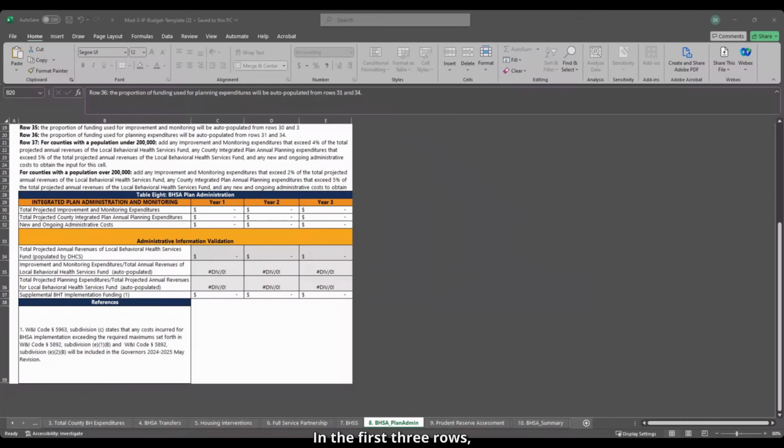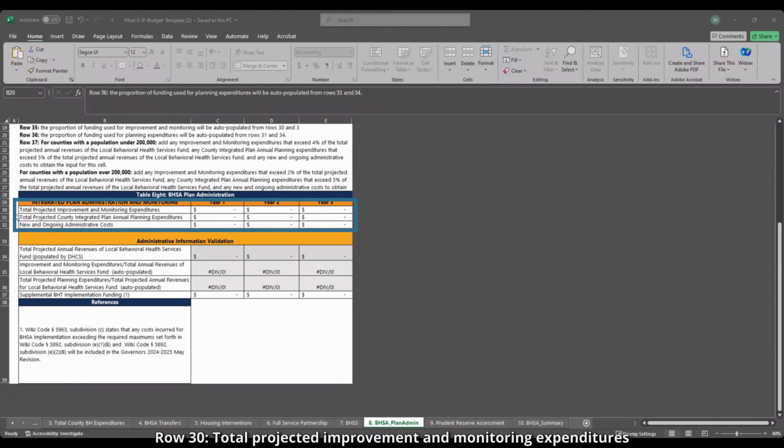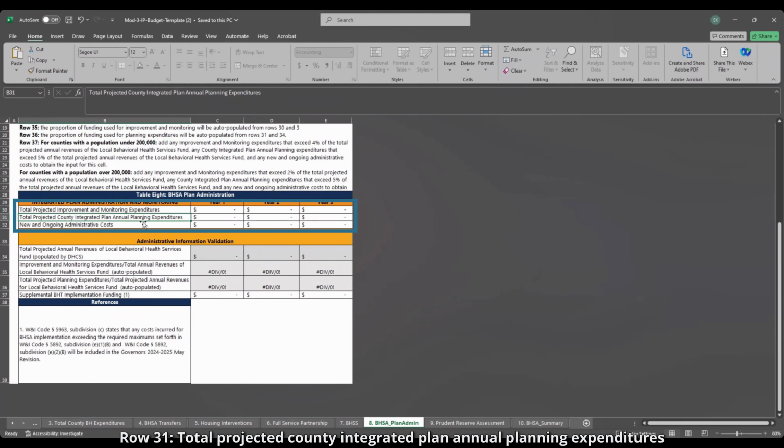In the first three rows, counties are asked to report spending by fiscal year across three key categories. Row 30, Total Projected Improvement and Monitoring Expenditures. Row 31, Total Projected County Integrated Plan Annual Planning Expenditures. Row 32, New and Ongoing Administrative Costs.